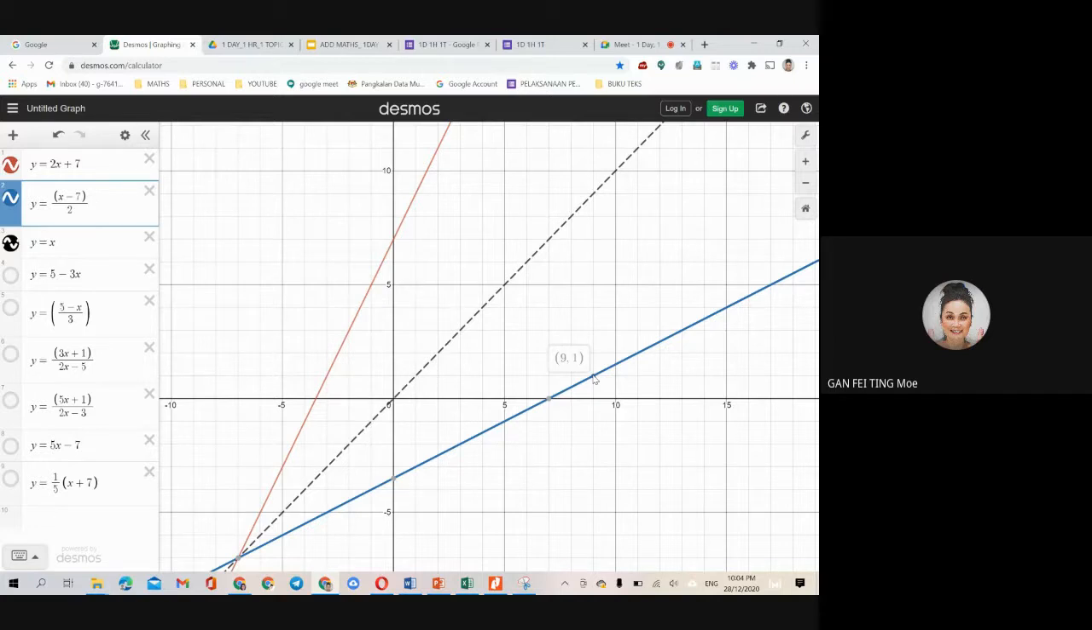Okay, Nat? Still remember just now when we were talking about our image, our object domain, which is 1 to the image as 9, our object 1 to the image 9, the direct function. So the inverse function will be 9 as the object now going to the image as 1. So this is what is happening. Okay, so how does this happen? It's actually reflected on the line of y equals x.